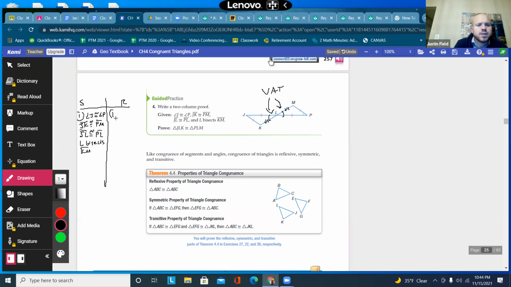So much given. All right. So we got that. Then let's just call the angle 1 and 2. So then I'm going to say angle 1 is congruent to angle 2 by the vertical angle theorem. And then furthermore, we can say KL is congruent to LM.